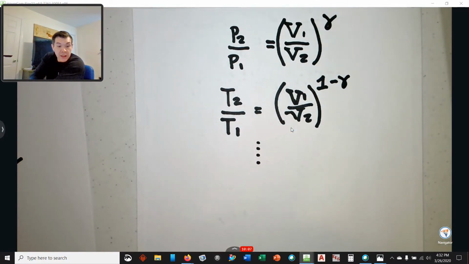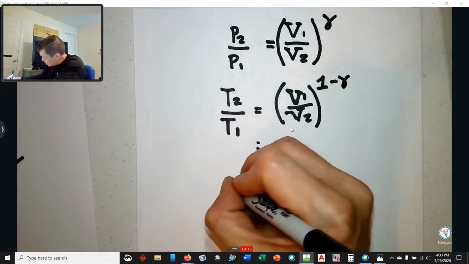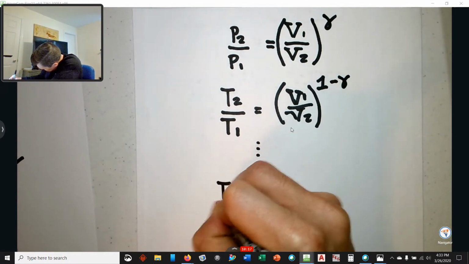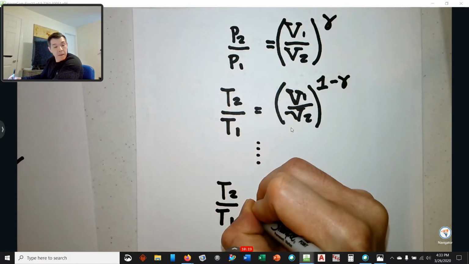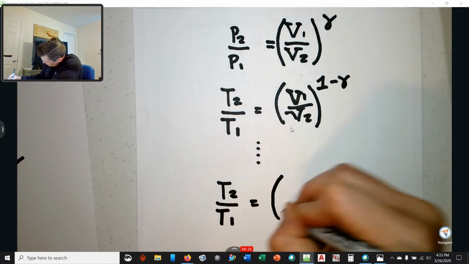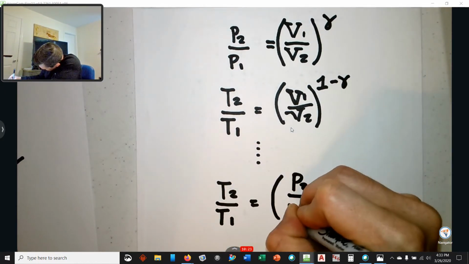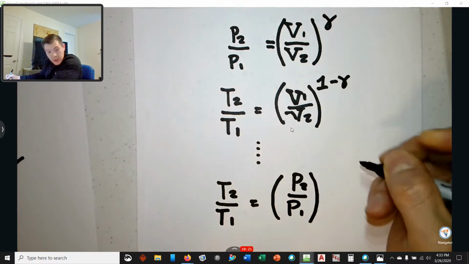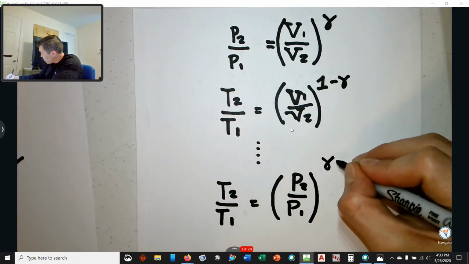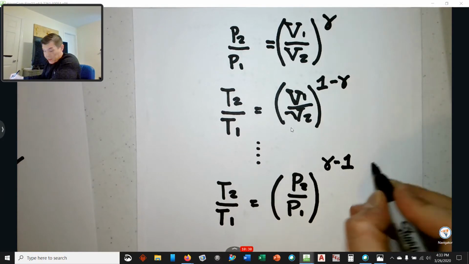Let me see here, I have it written down. It's going to be a relationship between temperatures and pressures. So it's going to say that T2 over T1 equals P2 over P1 to the gamma minus 1 over gamma.